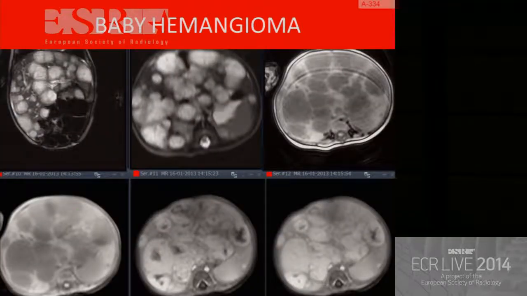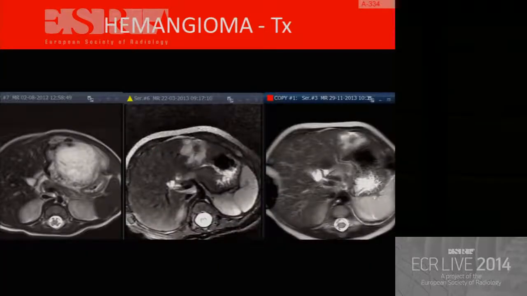So this is the baby hemangioma. You can see the circular enhancement on the arterial phase and complete filling of the lesion. And look at the T2 signal. So this is very helpful. And you can see that these are 6-month intervals. You can see after treatment in a pediatric patient, hemangiomas can get smaller.